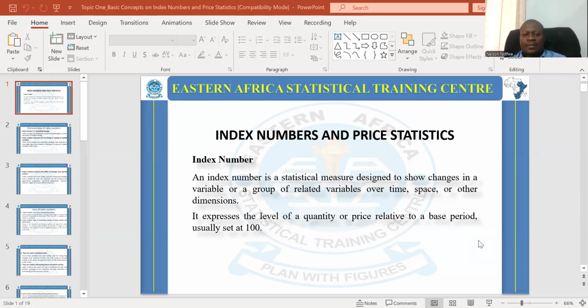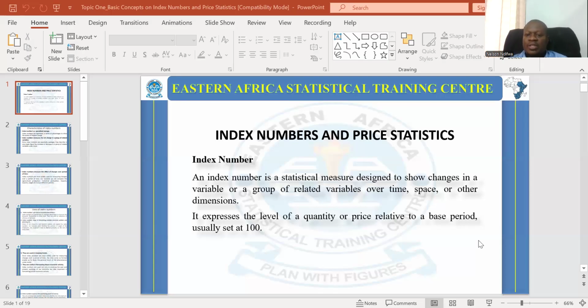I'll start by defining what an index number is. As you know, there are several definitions, but basically an index number is a statistical measure designed to show changes in a variable or a group of related variables over time, space, or other dimensions. It expresses levels of quantity or price relative to the base period, usually set at 100.